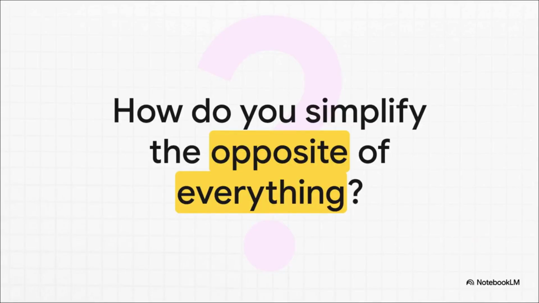But let's start with a little thought experiment. Imagine you wanted to find the exact opposite of a group of things. Say you're looking for everything that is not a cat or a dog. How would you even describe that? It's not as straightforward as it seems. And that's exactly the kind of puzzle De Morgan's laws are built to solve.